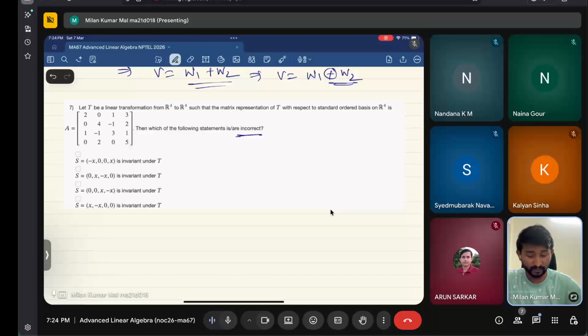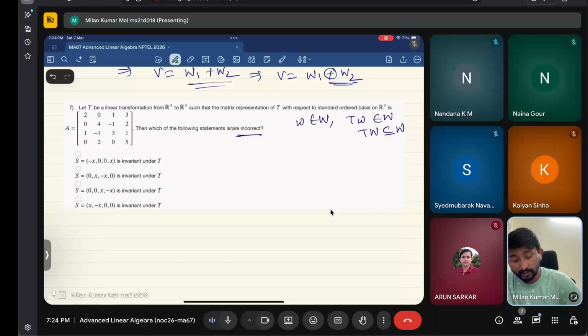So here it is asked to find the invariant subspace. Invariance means, once again, that if W is a subspace of V, then T(W) should be in W again, that is, T(W) is a subset of W. So basically, I have to check which one is invariant under T. This is what you have to find.